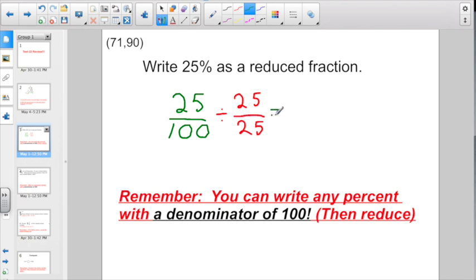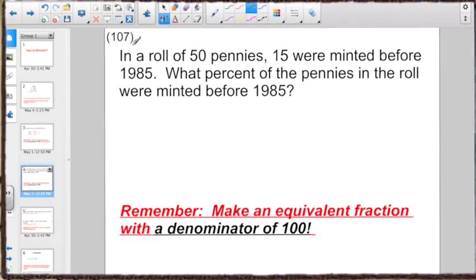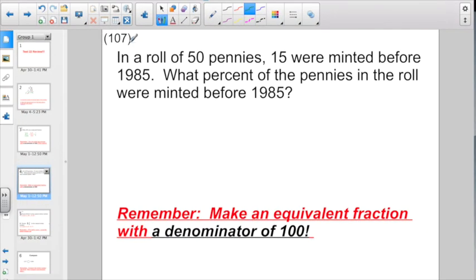Then you go and divide the numerator by the numerator, denominator by the denominator. 25 divided by 25, hey, that's 1. 100 divided by 25 would be 4. You could have started off with a lot of other numbers, but you would have ended up having to divide a whole lot more. Check out this one coming at us from lesson 107.